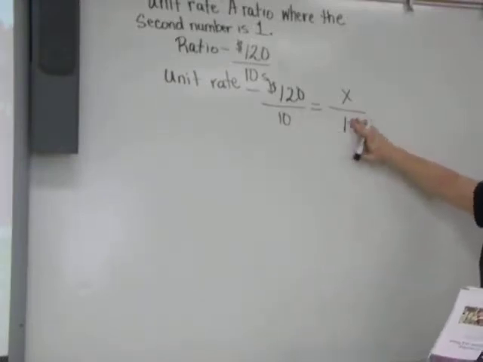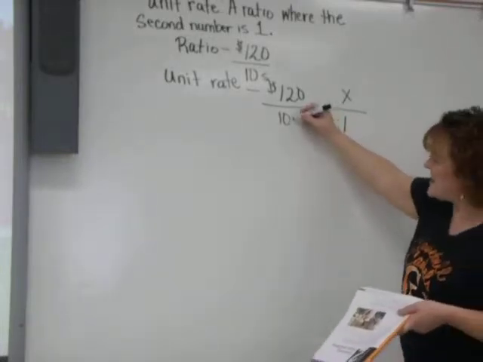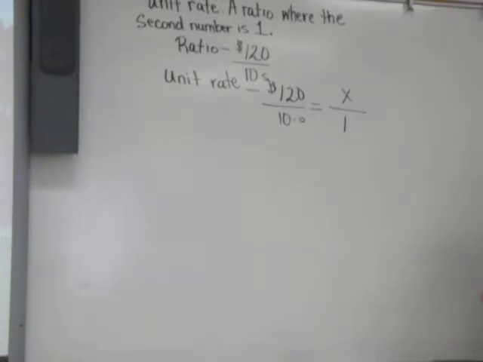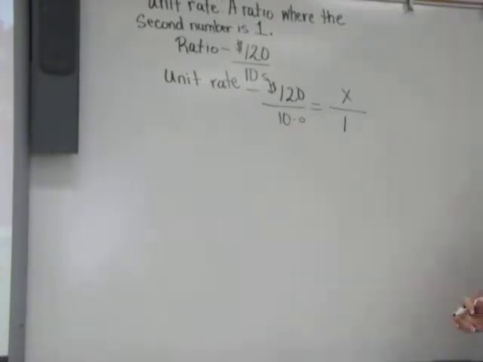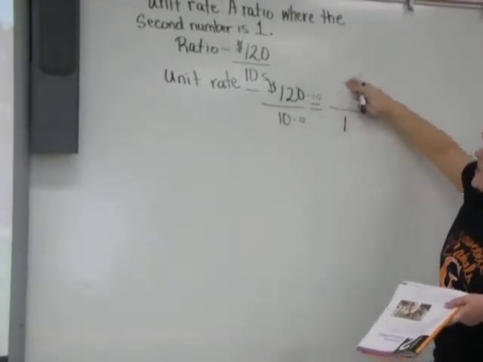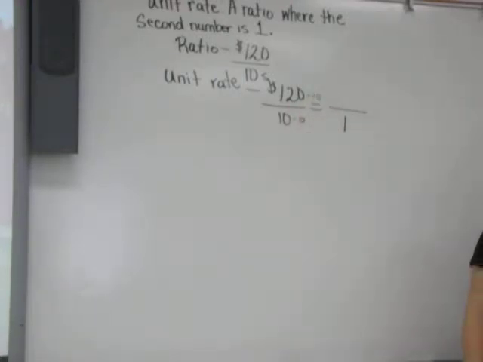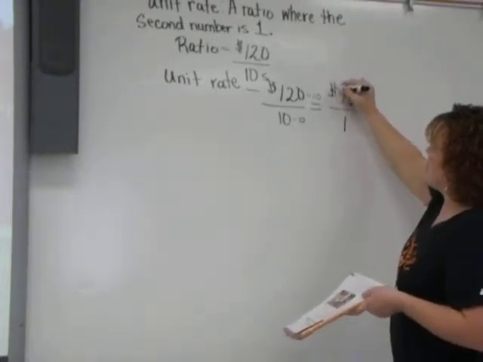to 10 to get 1. What do you do to 10 to get 1? Divided by 10. Any number divided by itself is 1. 10 will go into 10 one time. So if you know what you did to the bottom number to get 1, what you do to the bottom, you also have to do the same thing to the top. So what is 120 divided by 10? 12. So it's going to cost $12 for one student.